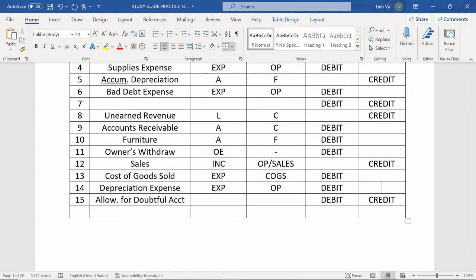Okay. Last but not least, we have the allowance for doubtful accounts. I'm not so sure. Is it a liability? No, because this is when customers owe you money, but they can't pay for it. It is an asset. Yes, it is. So, a current asset? It is a current asset.